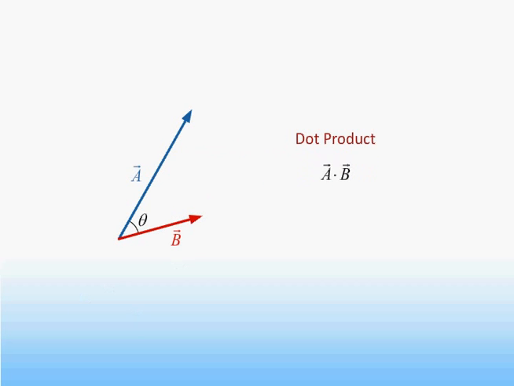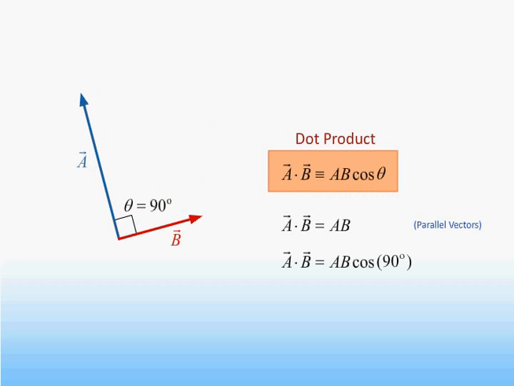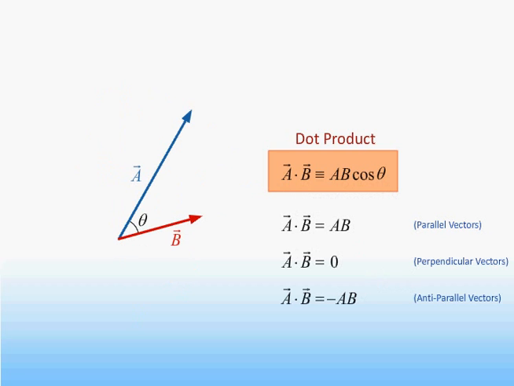The dot product of any two vectors is defined to be the product of the magnitudes of the vectors and the cosine of the angle between them. Therefore, if the two vectors are parallel, the dot product is equal to the arithmetic product. If the two vectors are perpendicular, the dot product is equal to 0. If the two vectors are anti-parallel, the dot product is equal to minus the arithmetic product. The dot product of two vectors is a measure of the projection of one vector along the other.